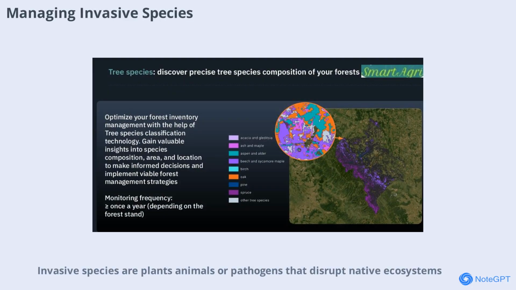Invasive species are plants, animals, or pathogens that disrupt native ecosystems. They can outcompete native species, alter habitats, and reduce biodiversity. Managing invasives involves early detection, rapid response, and ongoing control efforts. This might include physical removal, chemical treatments, or introducing natural predators. Preventing the spread of invasives is also crucial, requiring education and cooperation among landowners and managers. Effective invasive species management protects forest health and productivity.